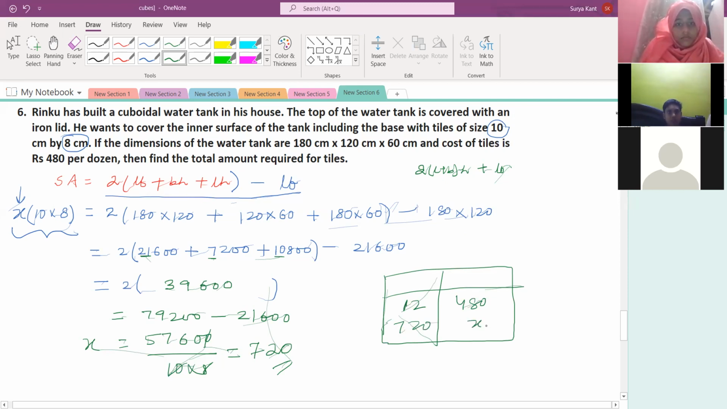720 is x, so you can cross multiply. X is equal to 480 into 720 divided by 12. Okay, that's it. So 12 4s are... Now you can multiply and get the answer, 28800. Is it clear to everyone? Okay, sir, understood.